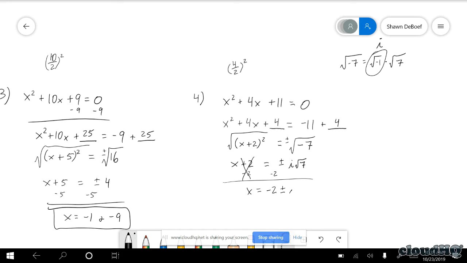So negative 2 plus minus square root of 7. I cannot simplify that any further. So those are the answers. One of them is -2 plus square root of 7. The other answer is -2 minus square root of 7.